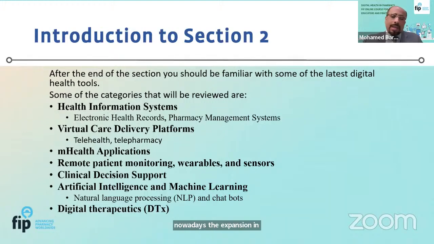What is telepharmacy? How can you use it as a pharmacist in dealing with your patients and in providing remote care? The mHealth applications and the remote patient monitoring tools that we use nowadays, with the recent advances in sensors and wearables, especially with artificial intelligence being part of this and the rapid evolving of such tools. So you can definitely find topics talking about these things and how you can use them for remote patient monitoring.